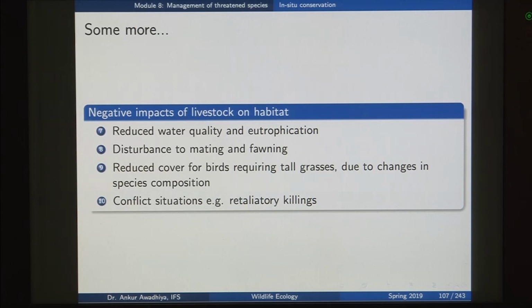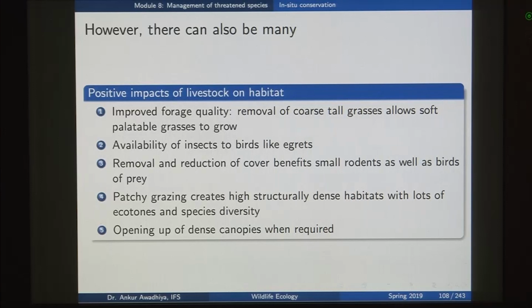So, we all know all these negative influences, but the livestock can also have some positive influences. Positive influences such as improved forage quality, because removal of coarse tall grasses allows soft and palatable grasses to grow. So, if you have coarse, tall grasses, and those grasses are eaten up by the livestock, new leaves would come in, and those new leaves might then be used by the wildlife.